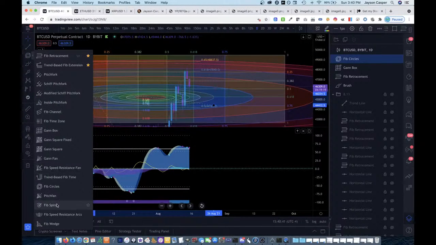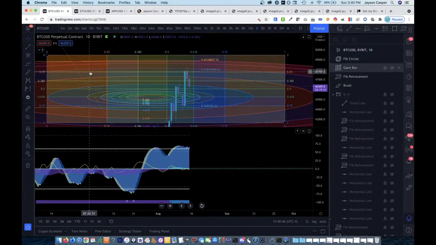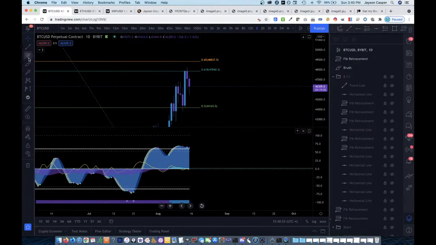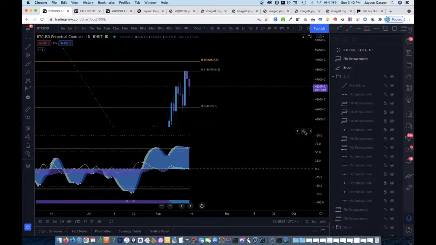You guys ever use fib spirals? You ever use a fib spiral? I've never used a fib spiral. I don't actually know anybody who has used a fib spiral. Nobody I follow, as far as TA goes, has ever used a fib spiral. But man, look at this. In fact, let's check out some fib spirals right now.